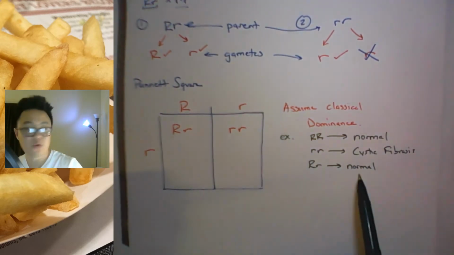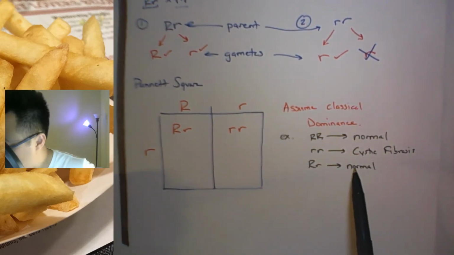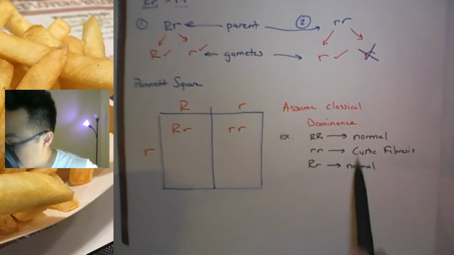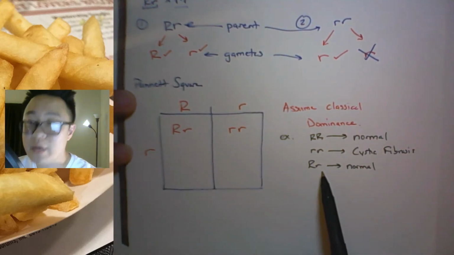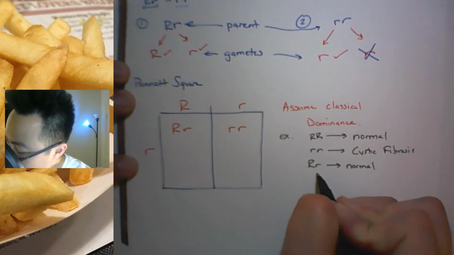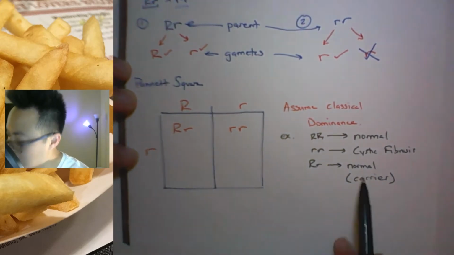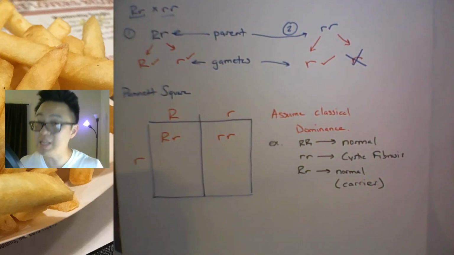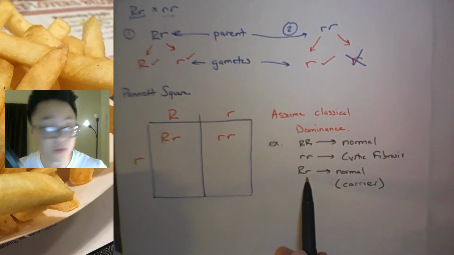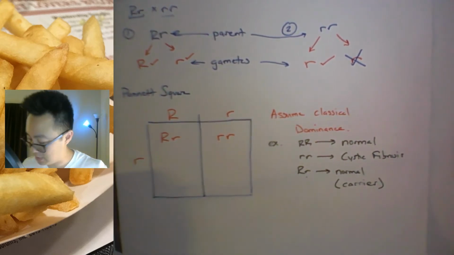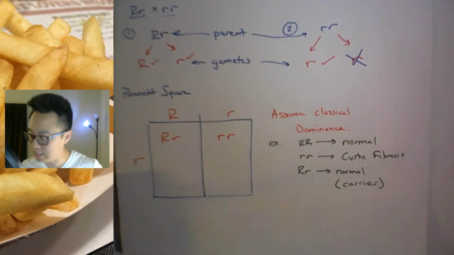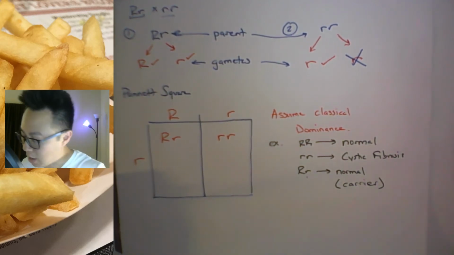Now we have two individuals who are normal. Physically and phenotypically, they are normal, but one of them has a little r in it. So this particular type of genotype would be known as a carrier. Even though on the outside they appear normal, deep inside their cells they are carrying that little r right there. That little disease allele, so they're called carriers.